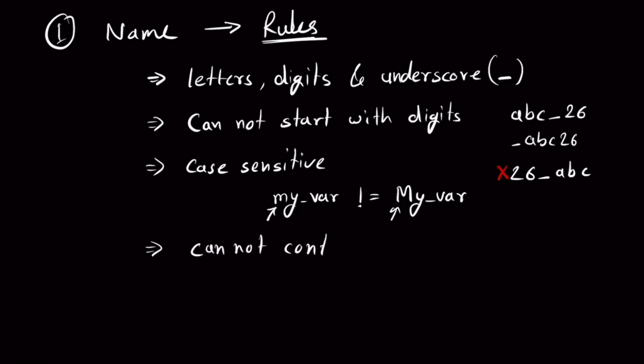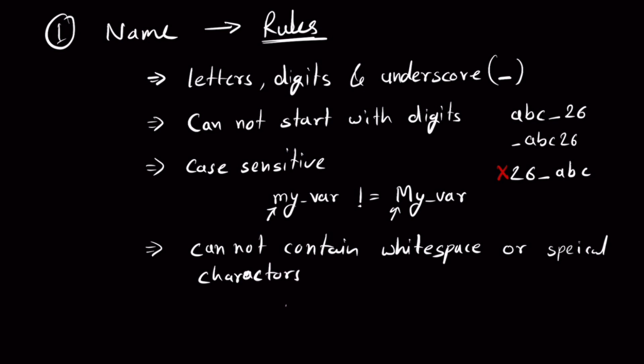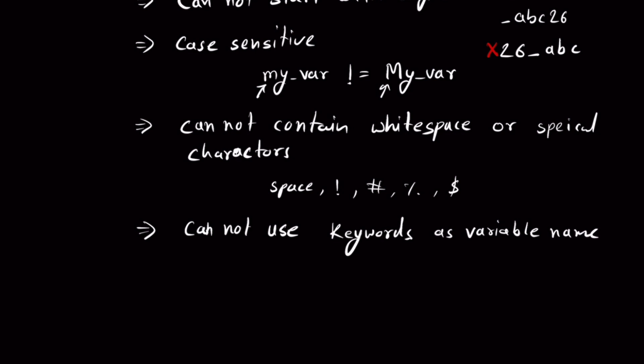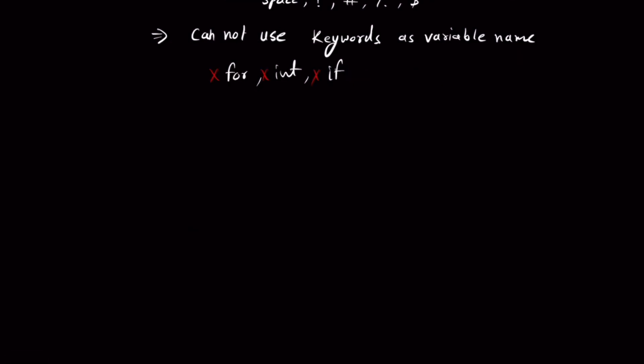Name cannot contain white space or special characters. For example, it cannot contain spaces, exclamation mark, hash, percent, or dollar. So these are the invalid characters for a variable name. Okay, the next thing is you cannot use keywords as a variable name. For example, you cannot use for, int, or if. So these are not valid variable names.